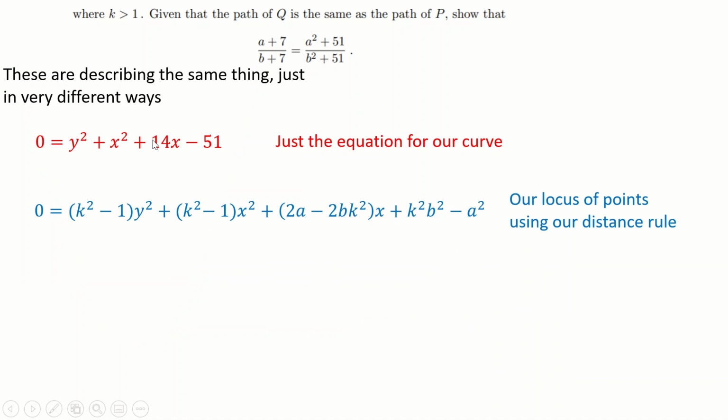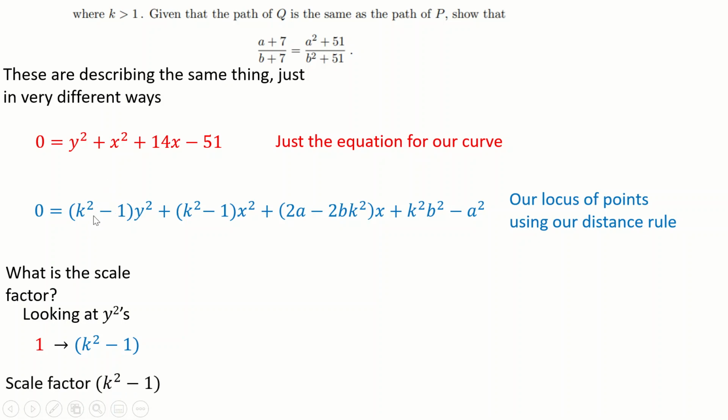So now I have a plan, right? I'm saying, this is the Cartesian equation for the circle. I'm saying that this is describing the same thing as this is, right? So if they're describing exactly the same curve or exactly the same locus of points, then whatever I multiply this term by to get to this one, I must have to do that every single time. Okay, so what do I have to multiply this y squared by to get there? Well, this is just a 1y squared, so I have to multiply it by k squared minus 1, right? To get from 1 to k squared minus 1, that's just multiplied by k squared minus 1.